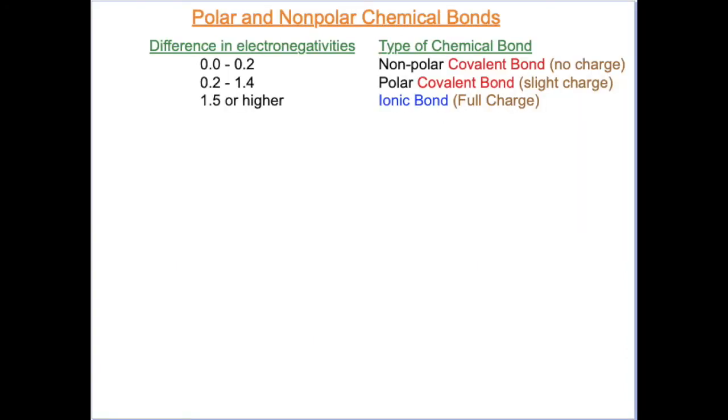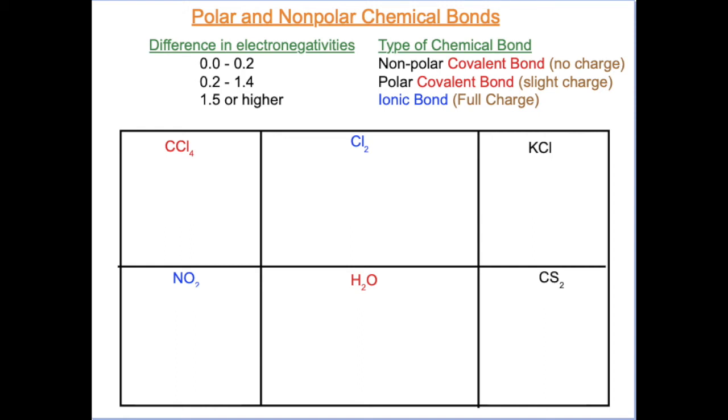If the difference is around 1.5 or higher, then it is classified as an ionic bond. If the difference is about 0 to about 0.2, it's called a nonpolar covalent bond. This means the electrons are equally shared between the two atoms. If the difference is between 0.2 and 1.4, then it's called a polar covalent bond, and the electrons are shared but not equally. Let's try some examples.